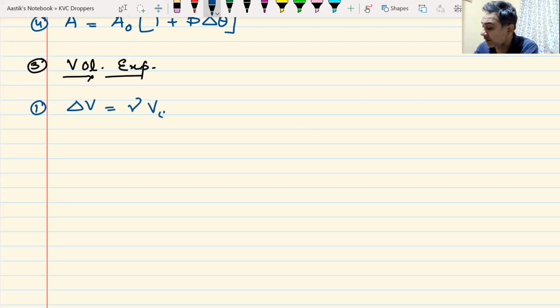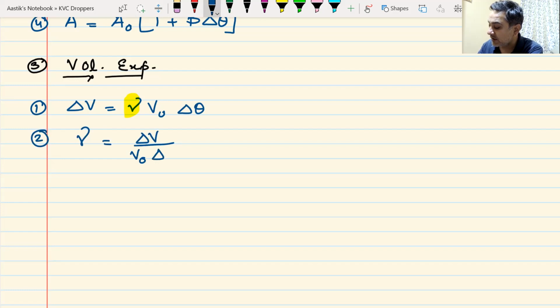So delta V equals gamma V naught into delta theta, where gamma, what is this gamma known as? This gamma would be known as the coefficient of volume or cubical expansion. You can find out the value of this gamma. This gamma will be delta V upon V naught into delta theta. And remember, the units of this gamma as well as alpha or beta are the same. It is 1 by Kelvin. SI unit I am talking about.